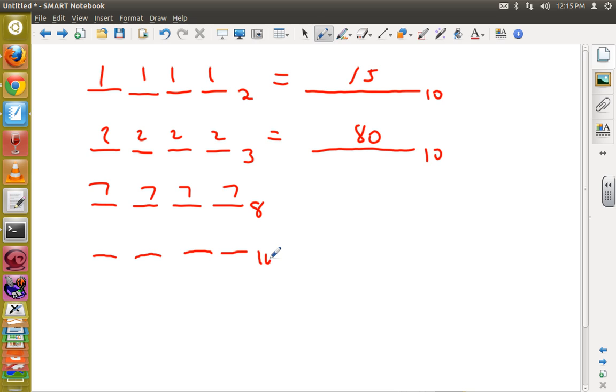That's base 16. Why am I using a regular mouse? I was just using a regular mouse. All right, back to the tablet.